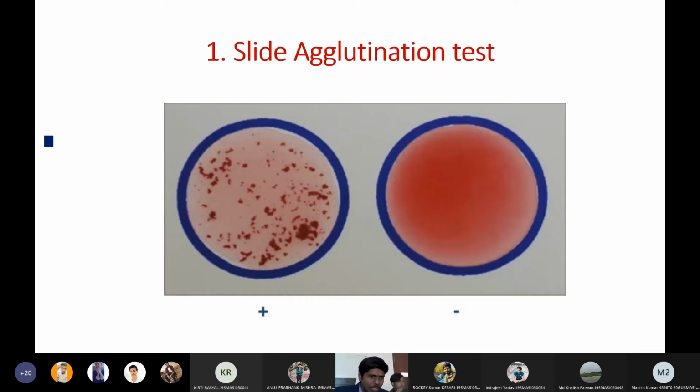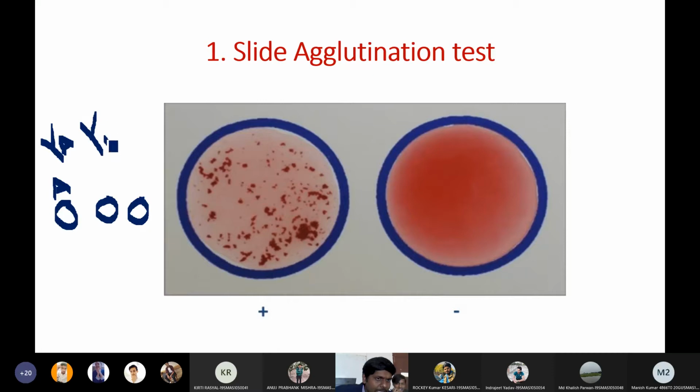For example, my blood group is A. Now I will take 3 drops of blood on a glass slide and add 3 types of antibodies: anti-A antibodies, anti-B antibodies, and RH antibodies. That is a different story. These are RH antibodies.